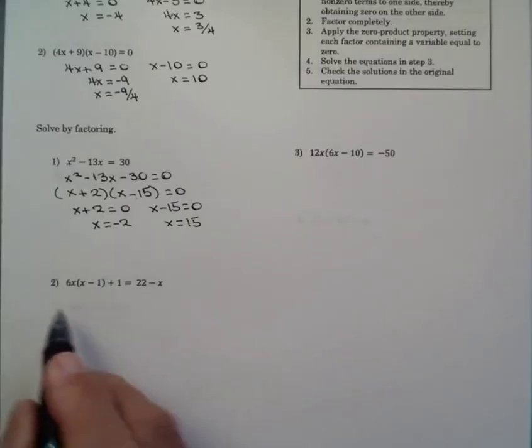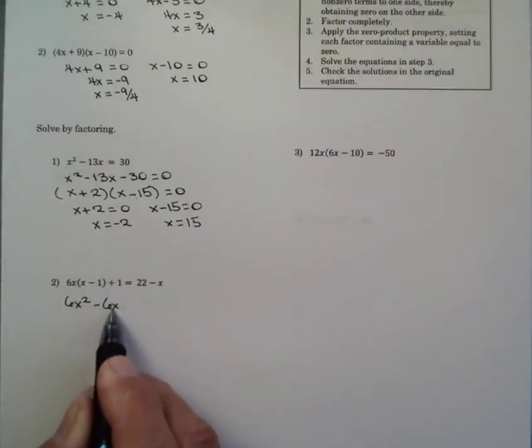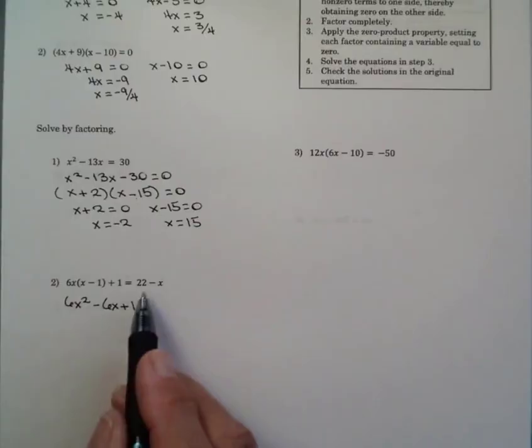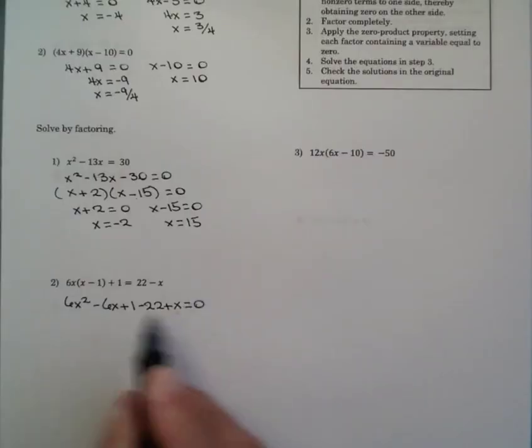So I'm going to say 6x times x is 6x squared, and 6x times a -1 is a -6x, and then I plus had a positive 1, and then let's go ahead and say minus 22 and plus x equals 0. I got everything over here to the left, and that helps me.